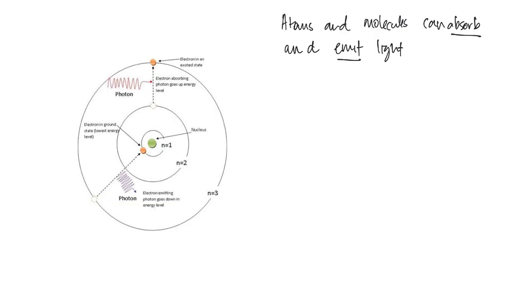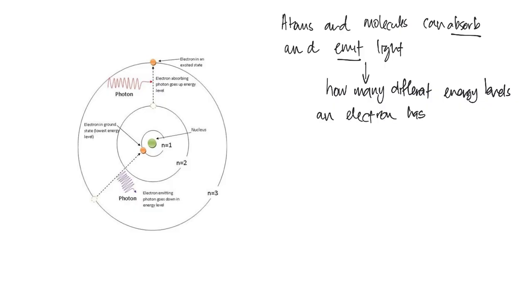And that information tells us how many different energy levels an electron has and how far apart the energy levels are spread.